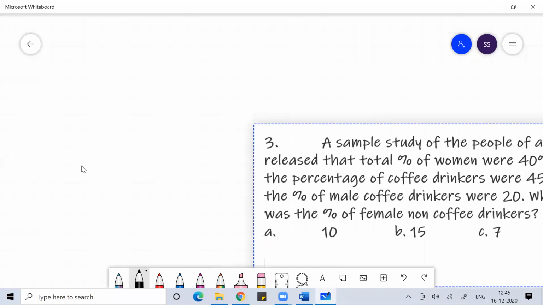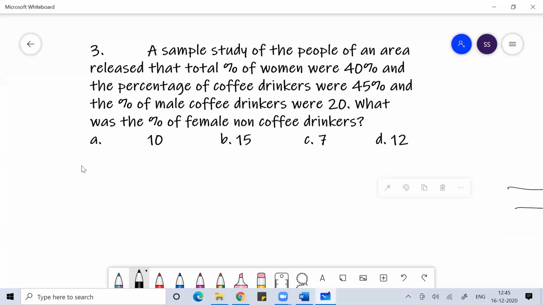See this question number three, everyone. Do you want to try this question first? A sample study of the people of an area released that the total percentage of women were 40% and the percentage of coffee drinker were 45% and the percentage of male coffee drinker were 20%. What was the percentage of female non-coffee drinker? Do you want to try this?